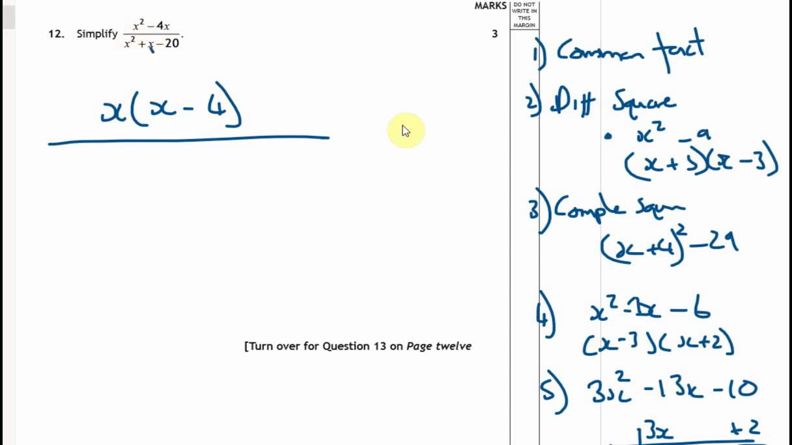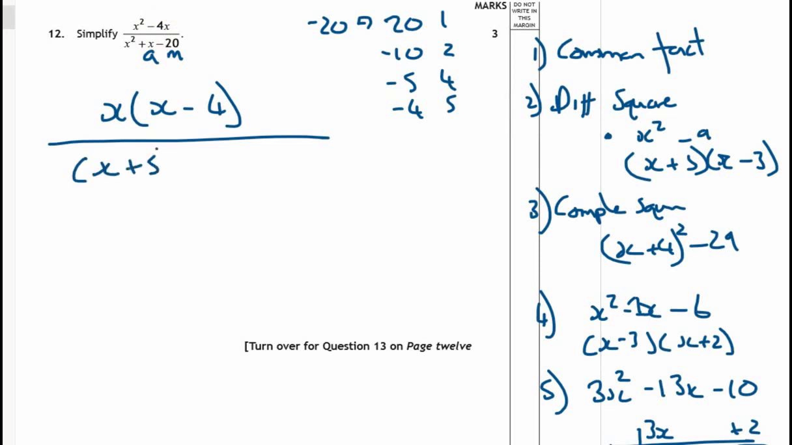Okay. Now it's going to have to add to give us this and multiply to give us this. So what are our factors of minus 20? We'll start off with minus 20 and 1. Minus 10 and 2. No, minus 5 and 4. We're getting close. Minus 4 and 5. It's got to be that, doesn't it? Because 5 minus 4 gives us 1. Okay, so that's going to give me x plus 5 and x minus 4.